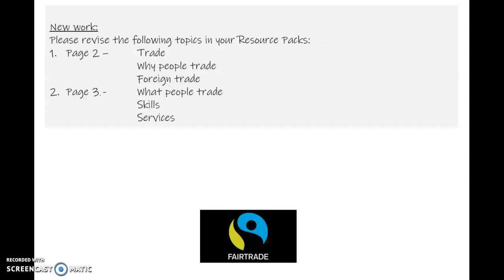For this week, I want you to please revise the following topics in your resource packs. In the geography pack, page 2, I want you to look again at trade, why people trade, and foreign trade. And then on page 3, I want you to revise what people trade, what skills are, and what services are.